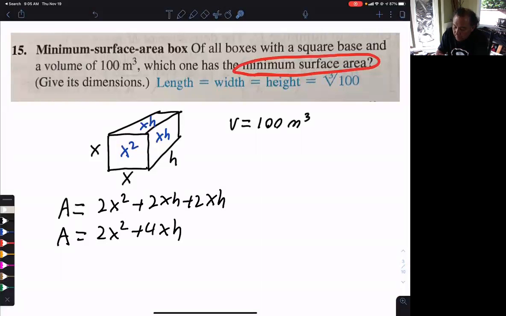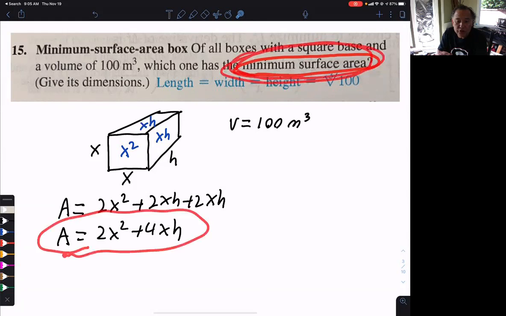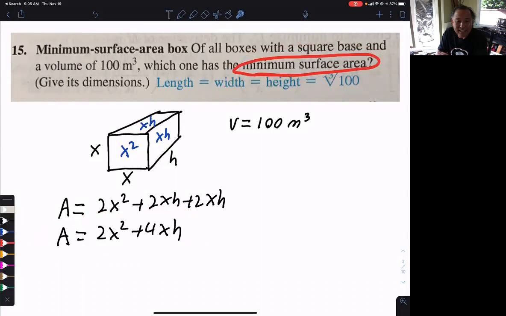I'm trying to minimize the surface area. I want this to be a minimum. It occurs at critical points and endpoints. So how do I find critical points? I need to take the derivative, but here's my problem. I have two variables, x and h. So I need another equation that I can eliminate one of those with. And so here's the magic. Here's the only other piece of information we haven't used. The volume is 100 cubic meters.